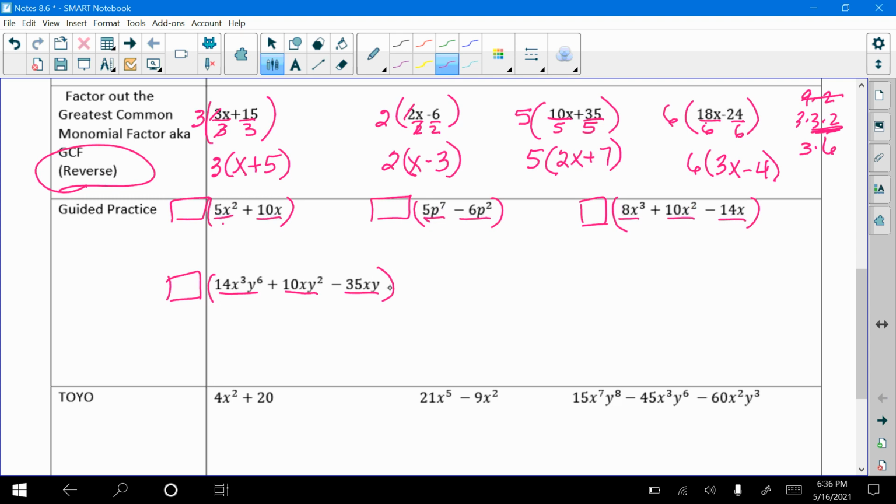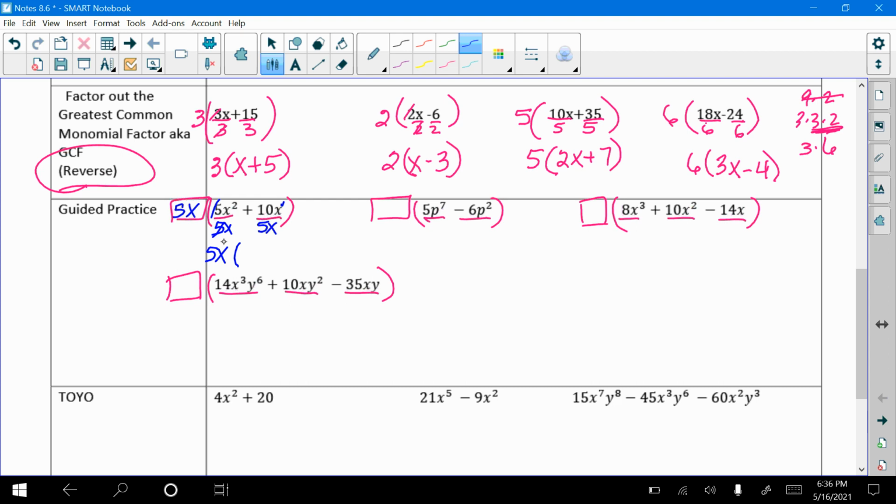I'm looking at my terms, okay? So the first one, I've got a 5 and a 10. Well, I can take out a 5 because 10 divided by 5 works. So I can divide all of them by 5. And then my lowest value of x, which is x to the first power, so it's just going to be an x, 5x. So when I'm done, I'm going to have 5x on the outside.